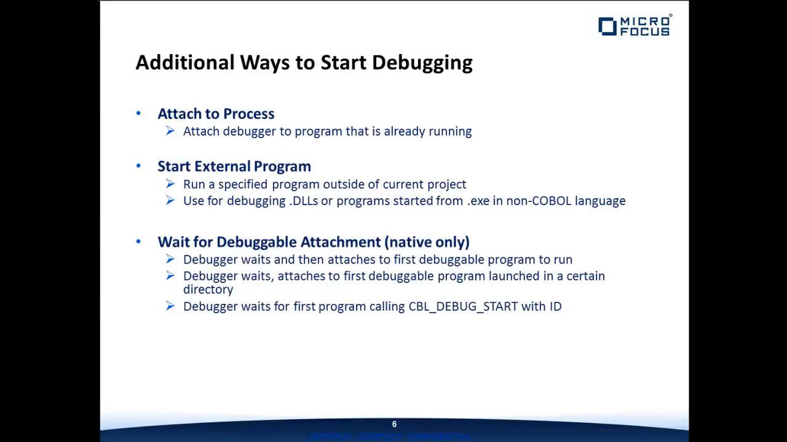Wait for debuggable attachment. In this case, the debugger will wait and attach to the first debuggable program that starts. You can further control this by specifying a directory from which the debugged program will be run. Another way to control this feature is to configure the debugger to look for a certain ID. This will respond only to a program that invokes COBOL debug start while specifying the matching ID. Finally, you can perform remote debugging against programs that are running on a remote computer. Let's take a look at some of these options.